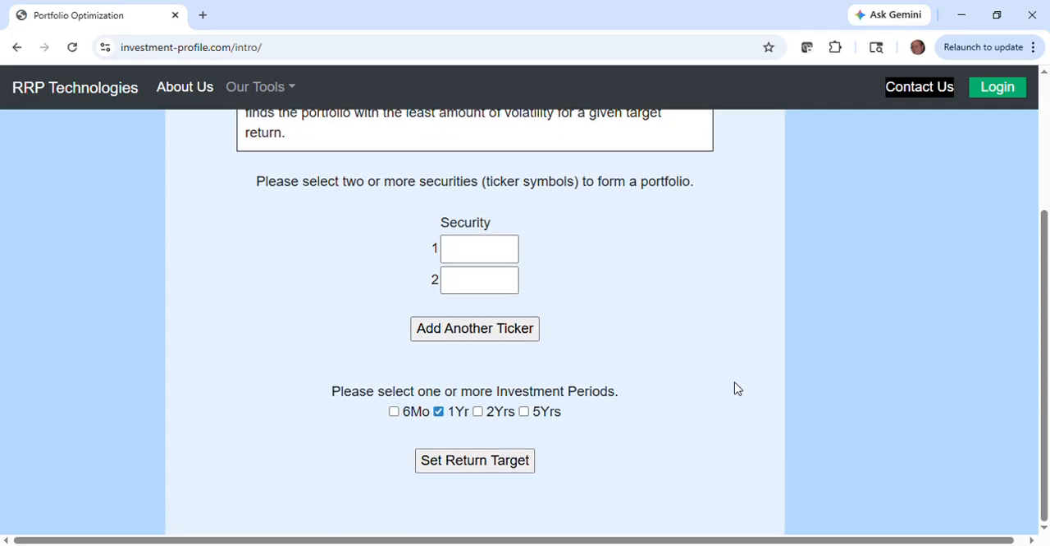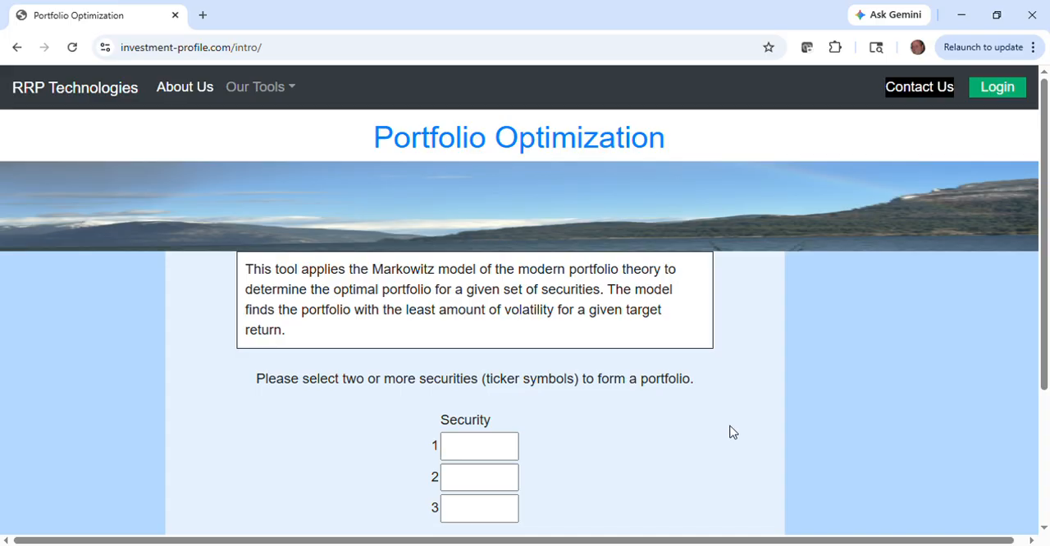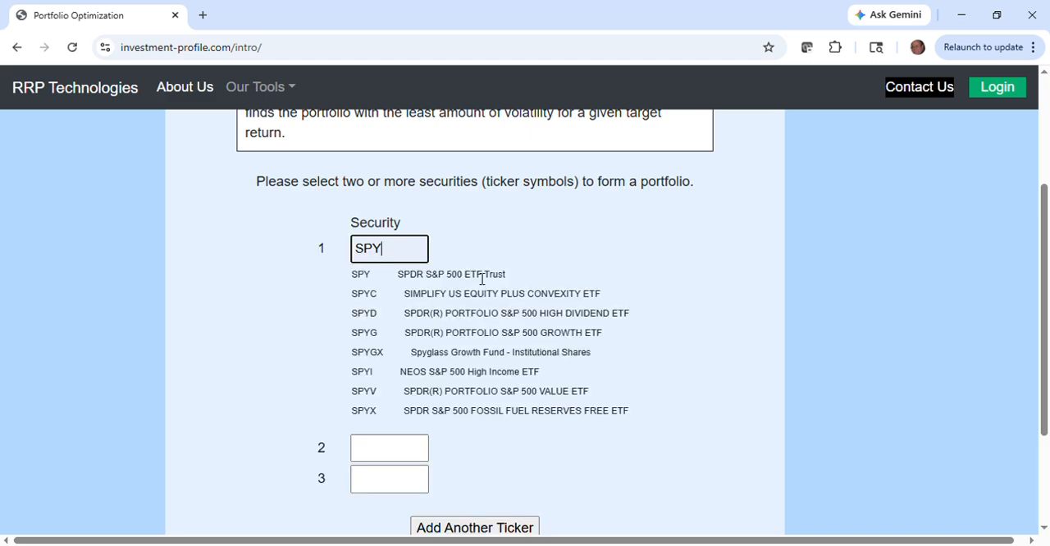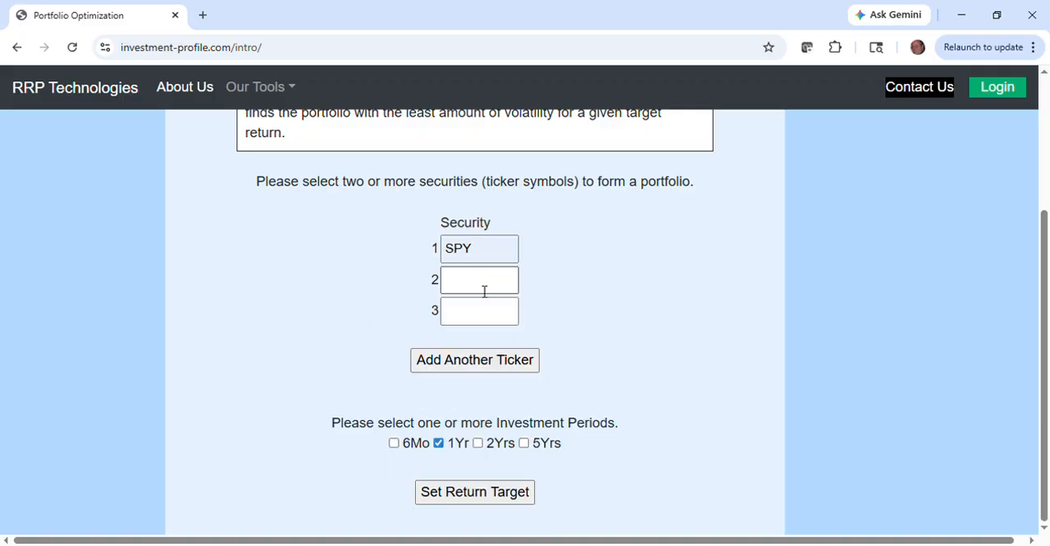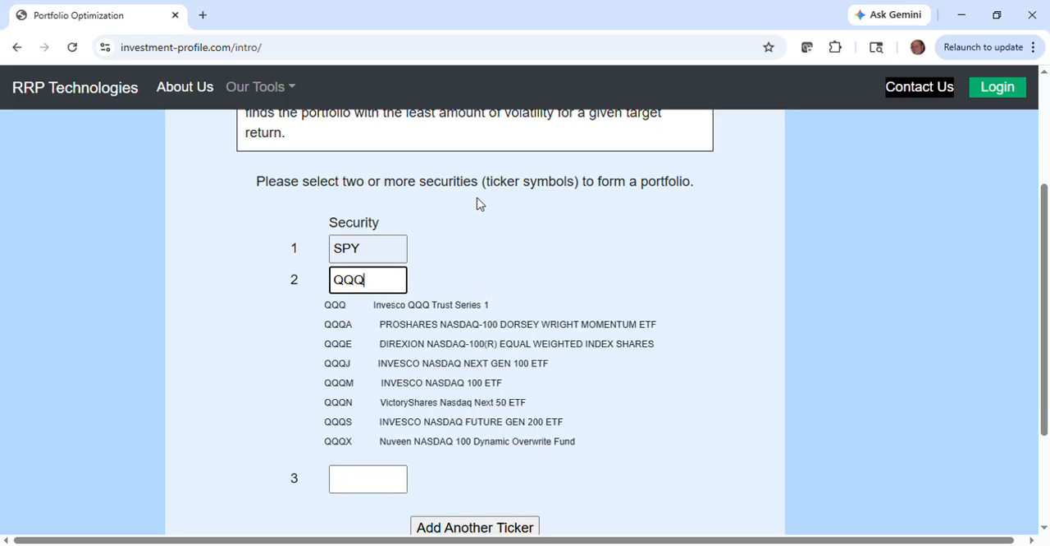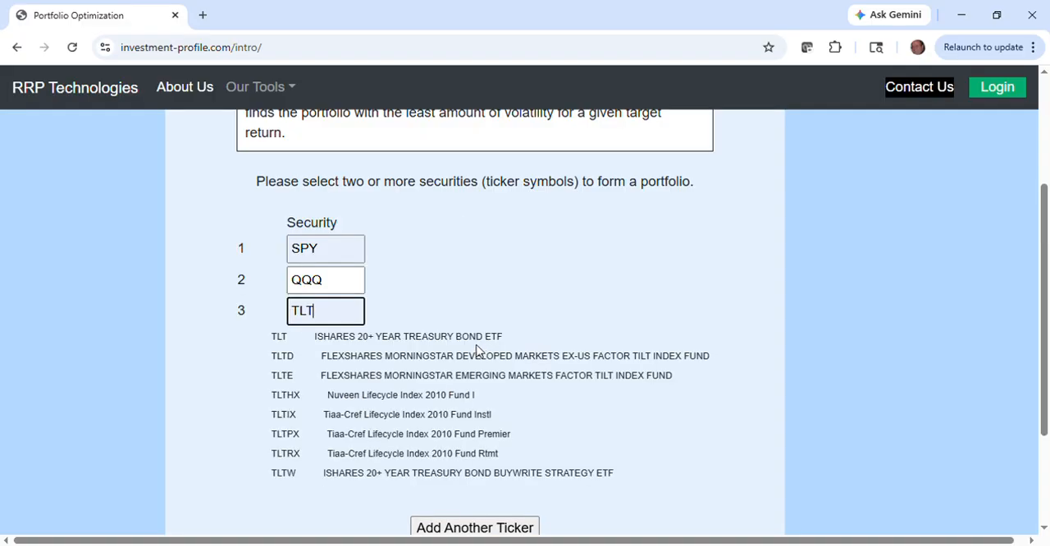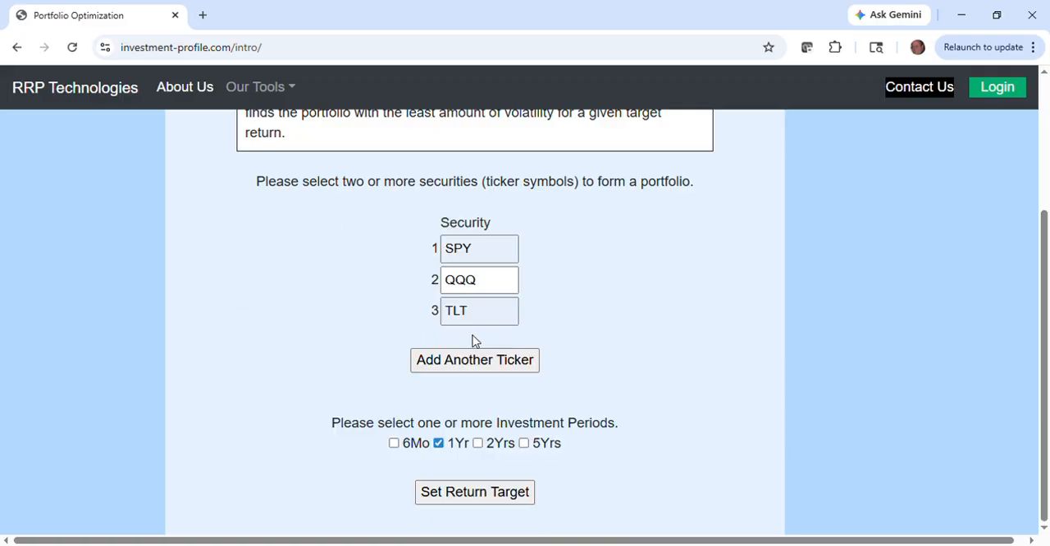On this first page, you select the ticker symbols that you'd like to have in your portfolio. I'm going to choose SPY or Spiders, which is an ETF for the S&P 500. I'm also going to pick QQQ, which is an ETF for the NASDAQ 100. And I'm going to pick TLT, which is a long-term Treasury bond ETF.